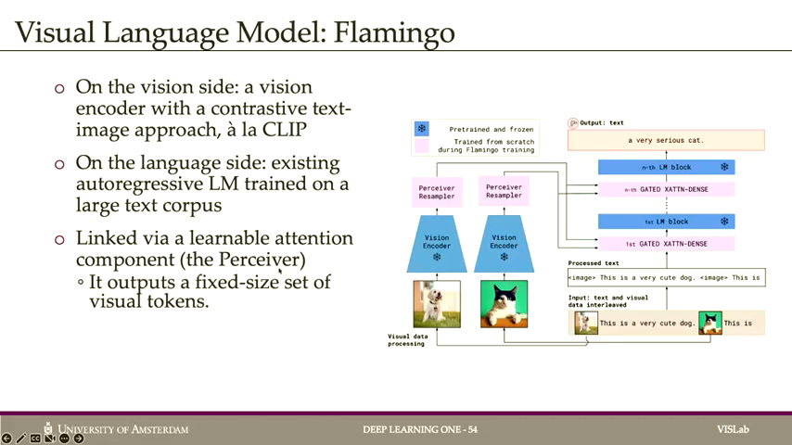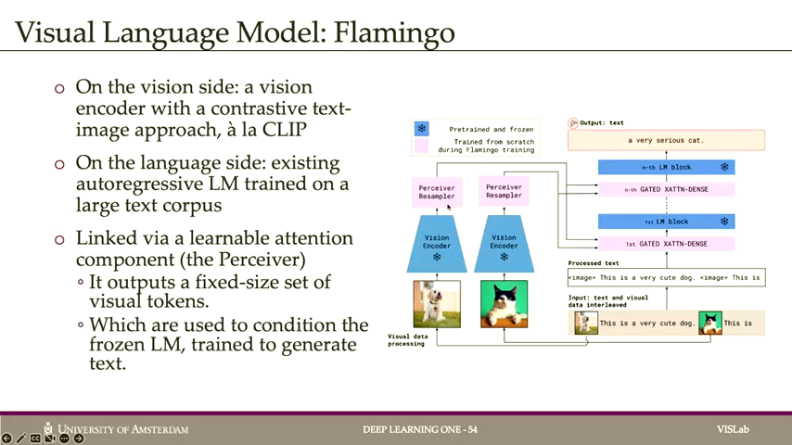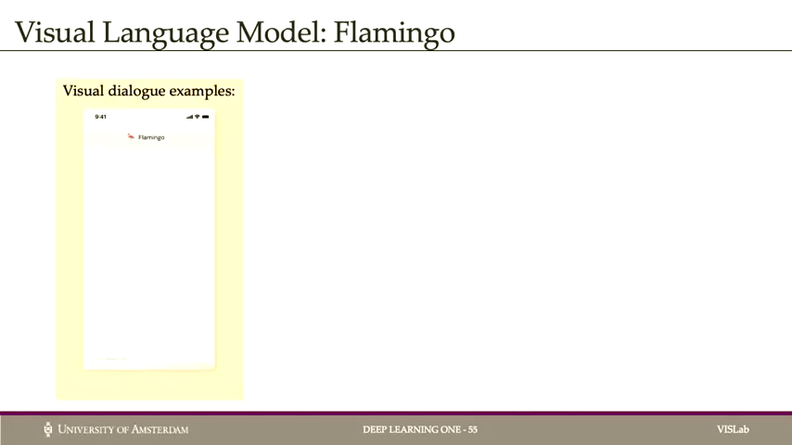And basically, the perceiver outputs a fixed-size set of visual tokens. And those are used as input to the language model to complete the generation of the text or the answer to the question, depending on what the task is.